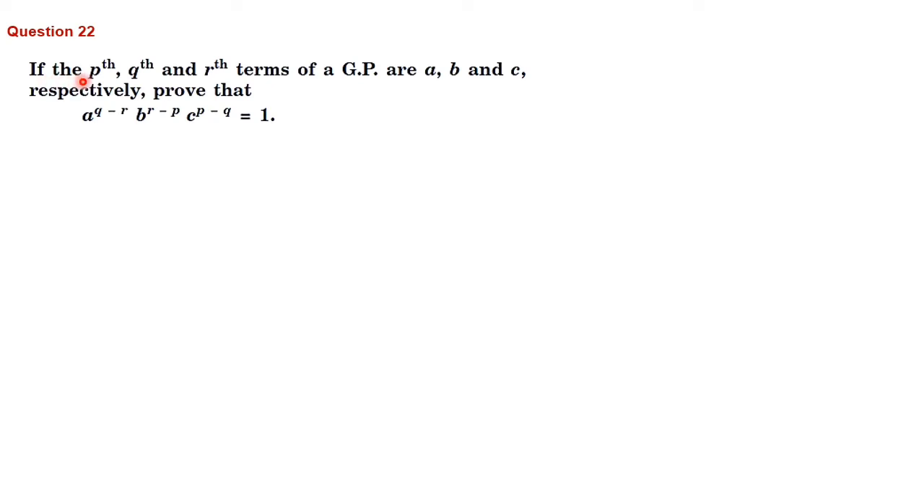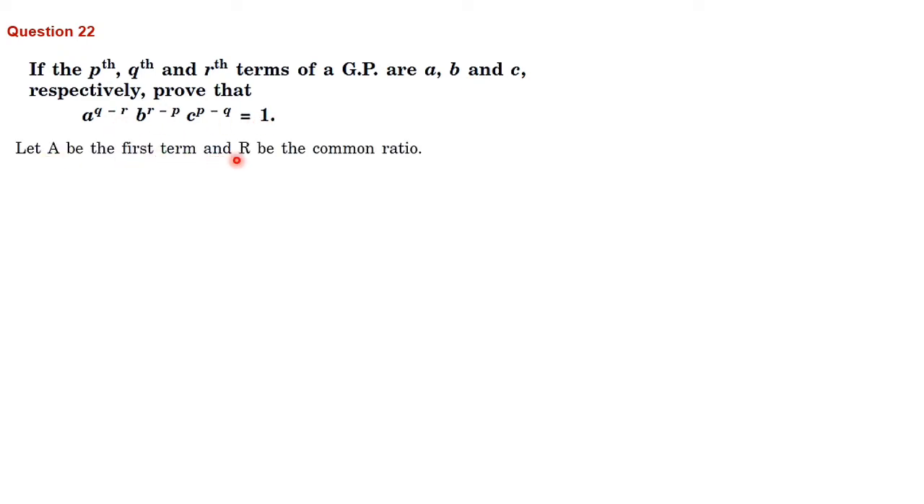Next we shall discuss the 22nd question. If the pth, qth and rth terms of a GP are a, b and c respectively, prove that a^(q-r) · b^(r-p) · c^(p-q) is equal to 1. The pth, qth and rth terms are a, b and c. Then we have to prove this statement.